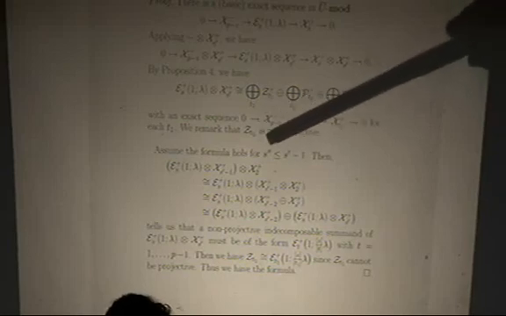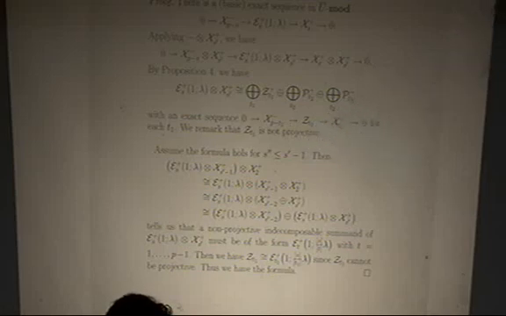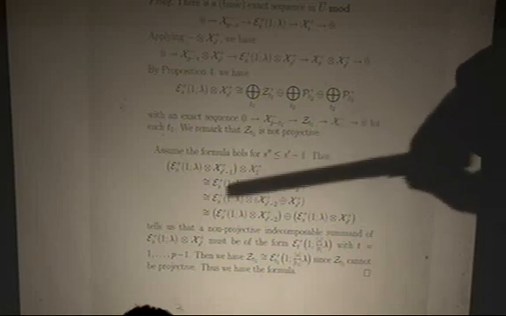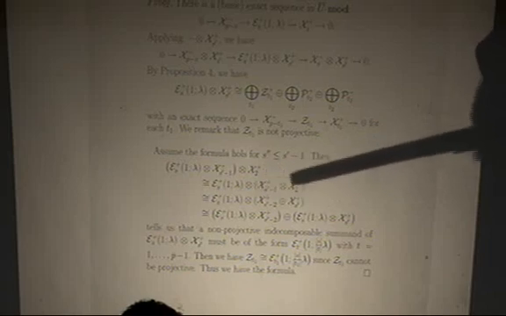we remark that we know ZT1 is not projective. And assume the formula holds for S double prime smaller than S prime minus 1, then we have the following equality. The first one comes from associativity of the tensor product, and the second one comes from a decomposition formula, this part, and the third one also comes from associativity.